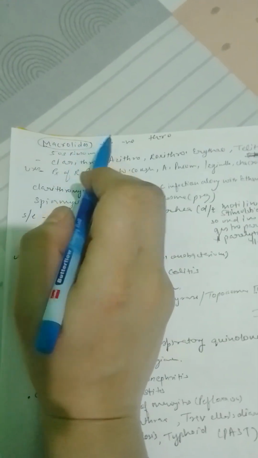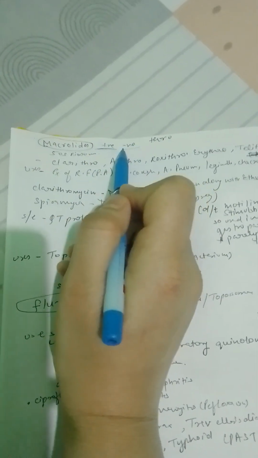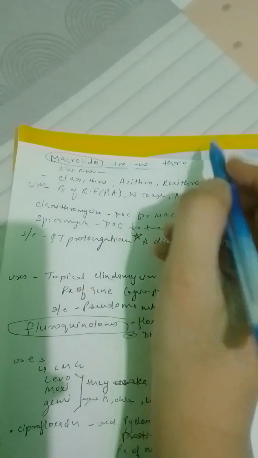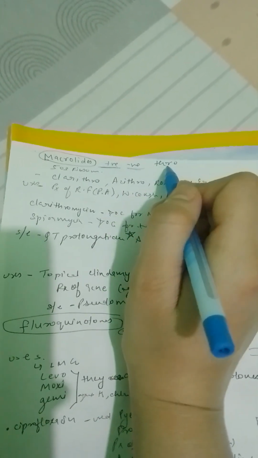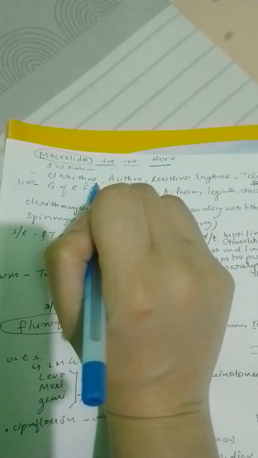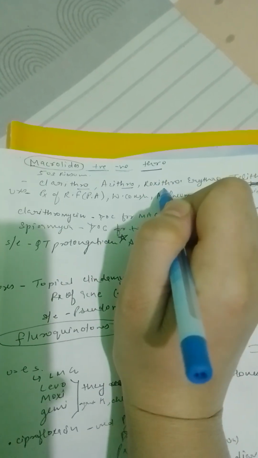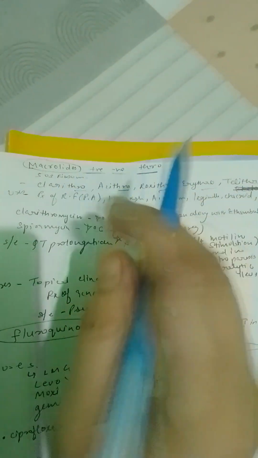Macrolides are also an antibiotic group, and they can be used for gram positive and gram negative. One thing is that in the macrolide drug names there will be "thro" every time, for example azithromycin, clarithromycin, roxithromycin, erythromycin, telithromycin, and spiramycin. So "thro" is coming in case of macrolides.